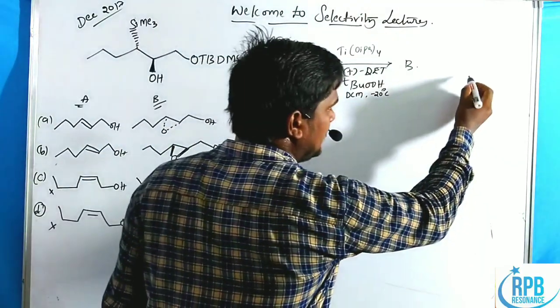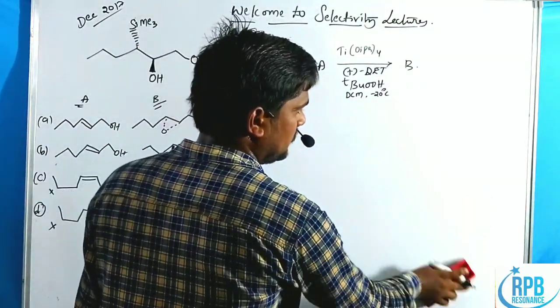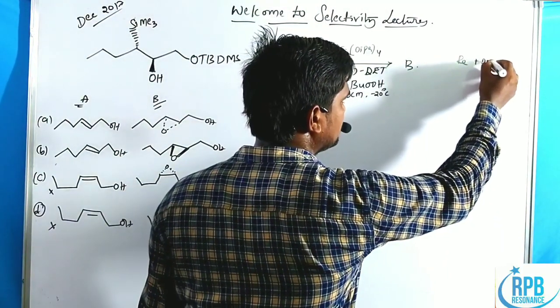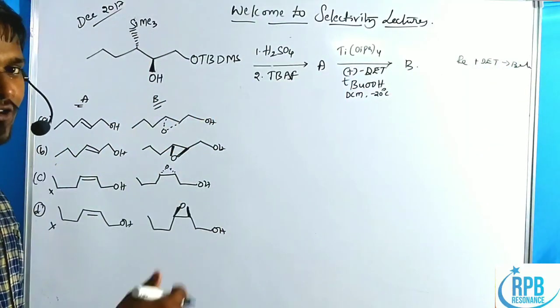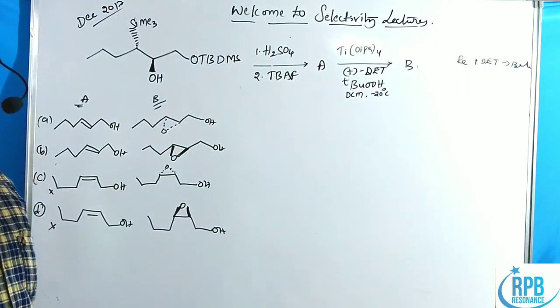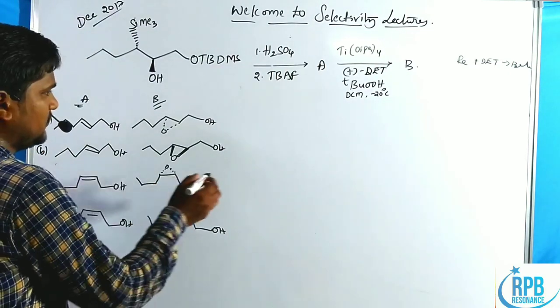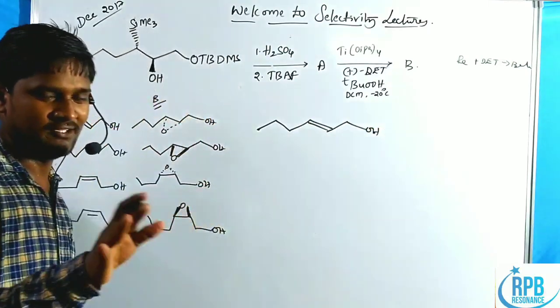Now I will write those concepts. Re plus delta, that is below the plane. This is enough to show our concept. Re minus delta above the plane, Si plus delta above the plane, Si minus delta below the plane. Now here we will get this type of allylic alcohol, not the olefin.